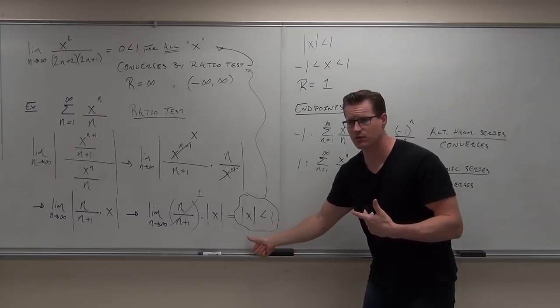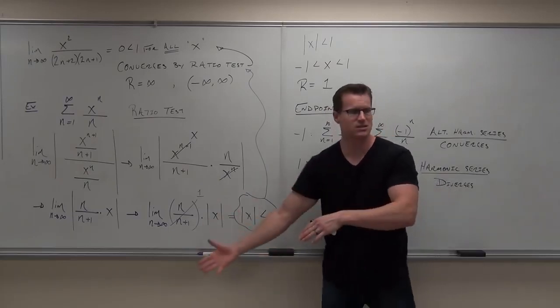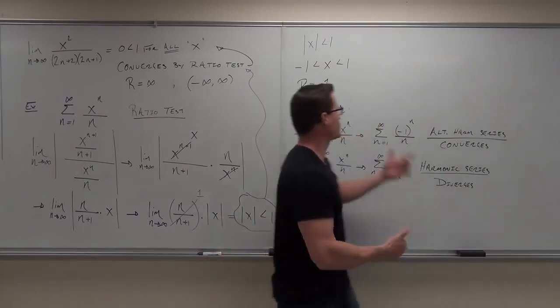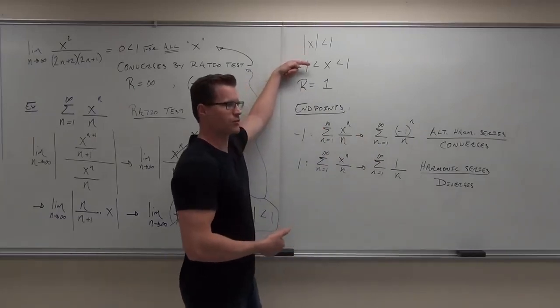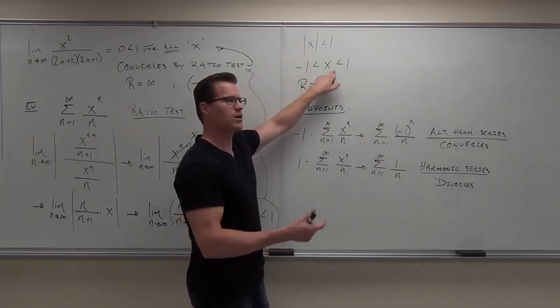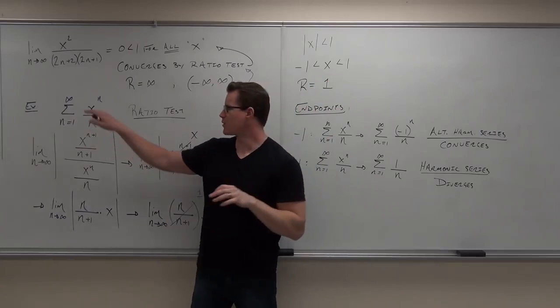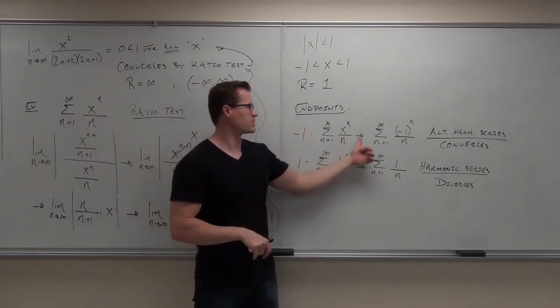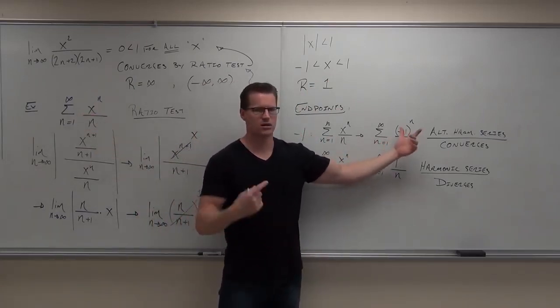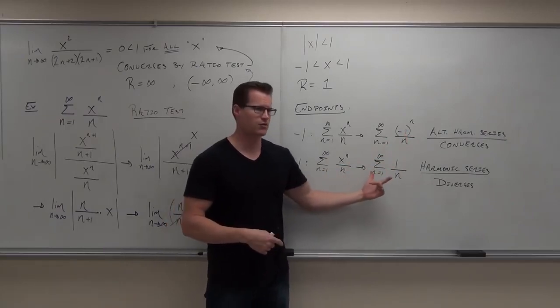Remember, the ratio test only converges when whatever you get here is less than 1. So the ratio test gets cool, man. You know where that's going to converge. You just don't know the endpoints. Use those endpoints in your original power series with some of those tests you already know.